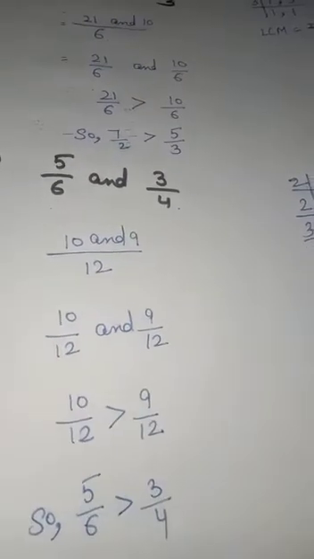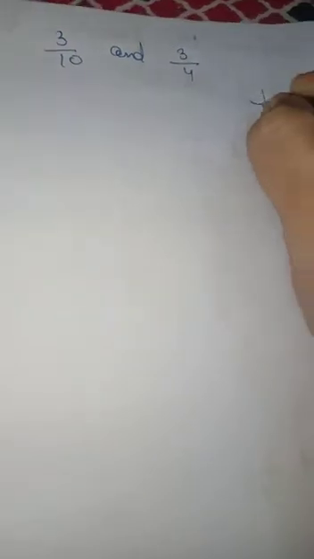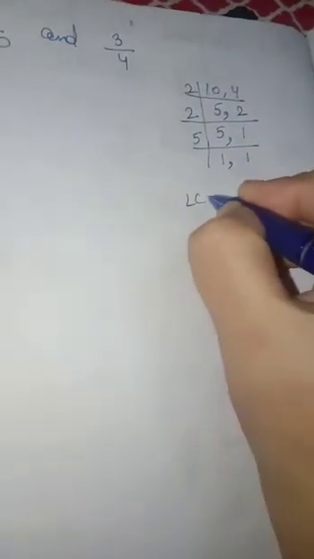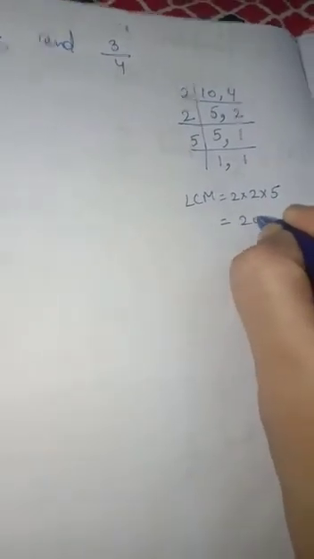Okay, let's do one more example, which is D part. What is it? 3 by 10 and 3 by 4. Okay, take the LCM of 10 and 4. At the table of 2, 2 5s are 10, 2 2s are 4. Again at 2, 5 cannot be divided, but 2 can be divided. Now at 5, 5 1s are 5. This is already 1. What is the LCM? 2 multiplied by 2 multiplied by 5. 2 2s are 4, 4 5s are 20.